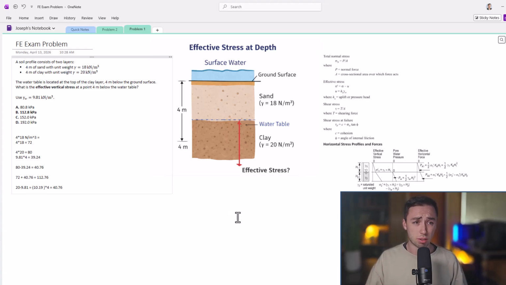So that's how to solve an effective stress problem at a depth, a geotechnical problem with a little water table thrown in there. If you have any questions, leave them in a comment down below.